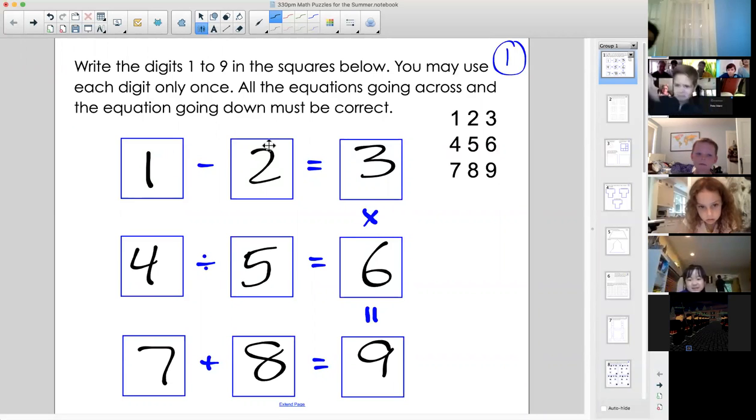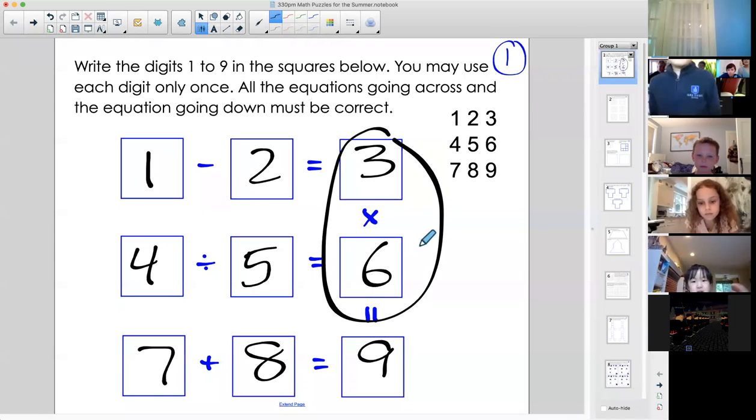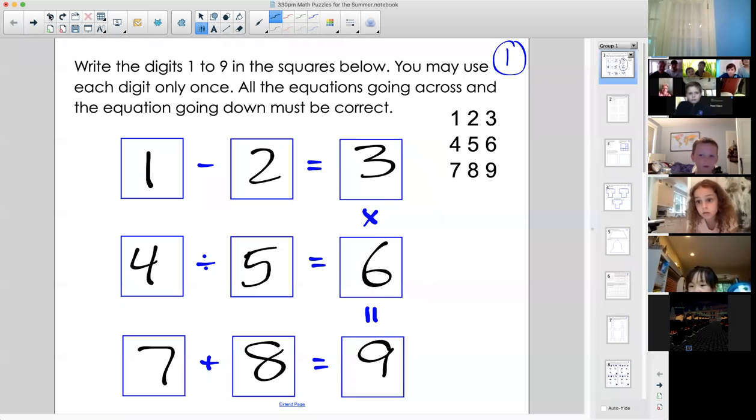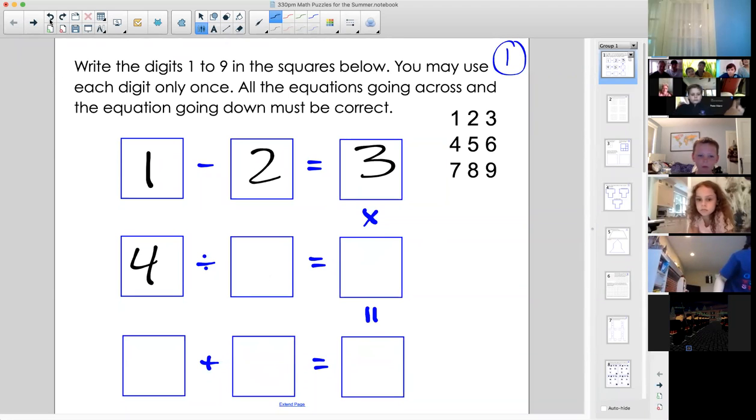Is 1 minus 2 equal 3? No way. Is 4 divided by 5 equal 6? No way. Is 7 plus 8 equal 9? No way. Does 3 times 6 equal 9? No way. So Cam, you raised your hand. Do you have an idea about what we might do to make this puzzle work?